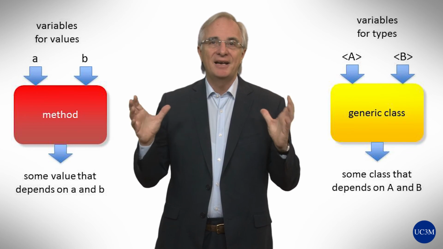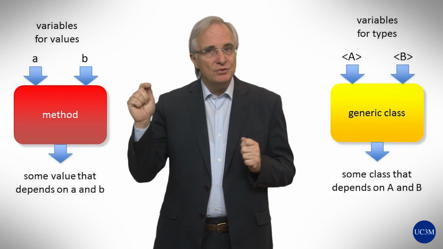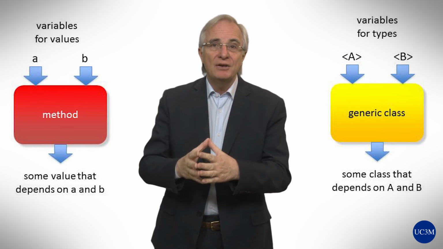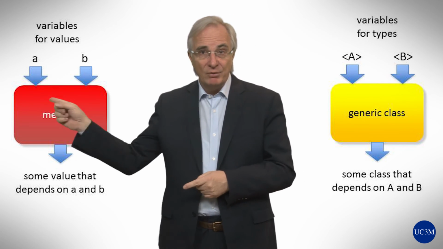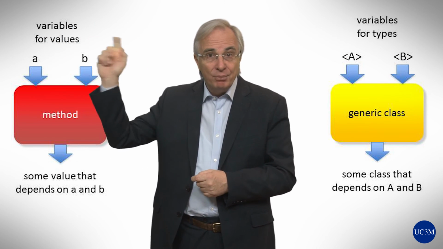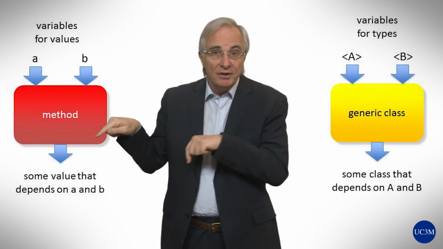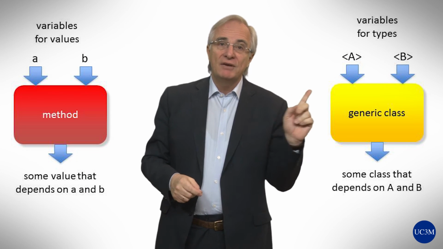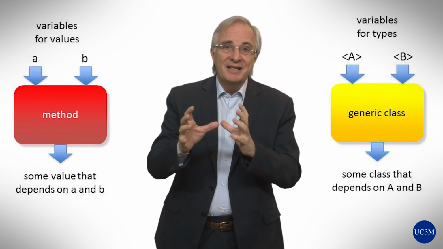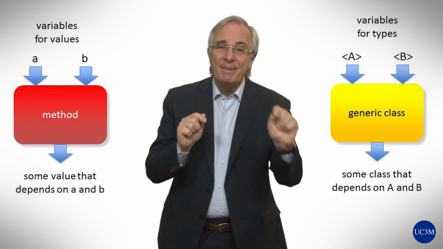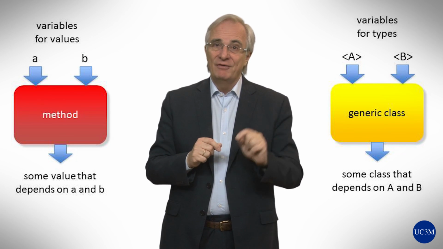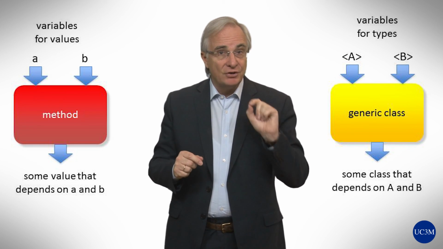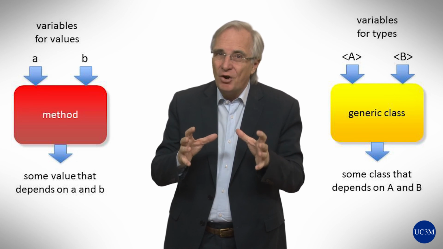So we have some parallelism here. On the level of values, we have values like 1 or 2, and we have variables that can hold different values at different moments. And when we define a method, we allow the input to be variable and compute the result depending on the values of these variables. Now we have seen a way to generate classes that are of the same structure, but depend on some types. And for the definition, we use variables for types or generic types. The result will be a class that depends on the concrete types given.